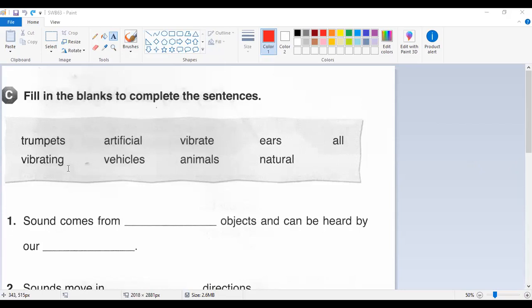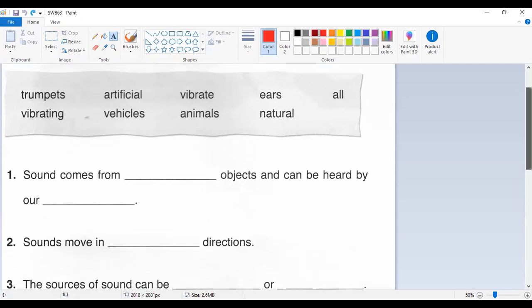We've got two sorts of sound, artificial and over here, natural. We've got artificial sounds come from vehicles. Another word for vehicles is cars. Maybe that's a bit hard. Why don't we cross that out and write cars? And what else have we got? We use our ears to hear things. And we remember that sound travels in all, A-double-L, all directions.